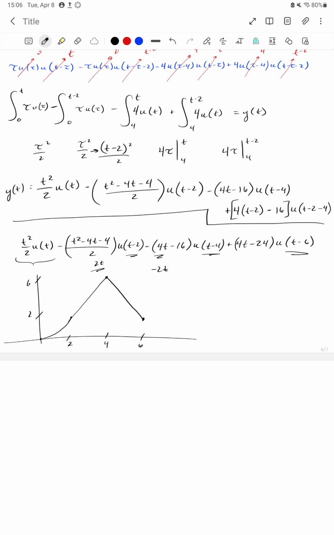And then from there, at this t minus 6, we gain back the 4t. So now we're going to go back up by 2t. And so that should be it. The rest of this function is going to be going up linearly. Theoretically at 8, you're going to get there, and it's just going to keep going. So that should be the convolution of these two functions.